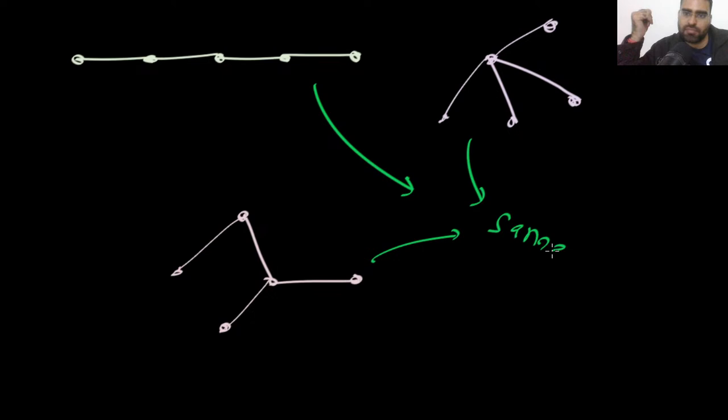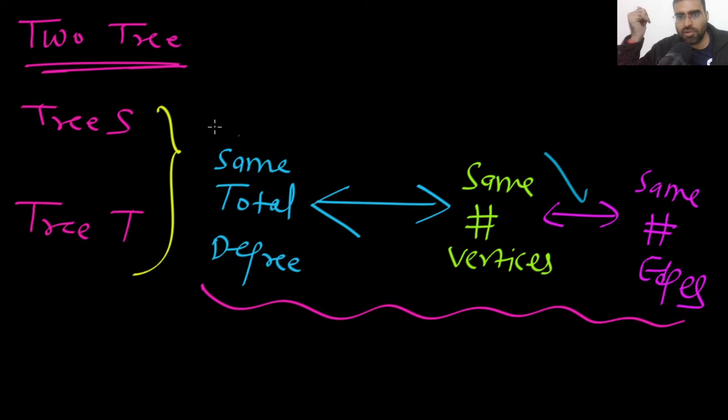Why? What is the reason? Because if you have the same number of vertices, then you have the same total degree. Yes or no? See, this is both directions. Niranjan, is this analysis clear? Please tell me. The question was very simple, but because of this analysis, this question has become beautiful.